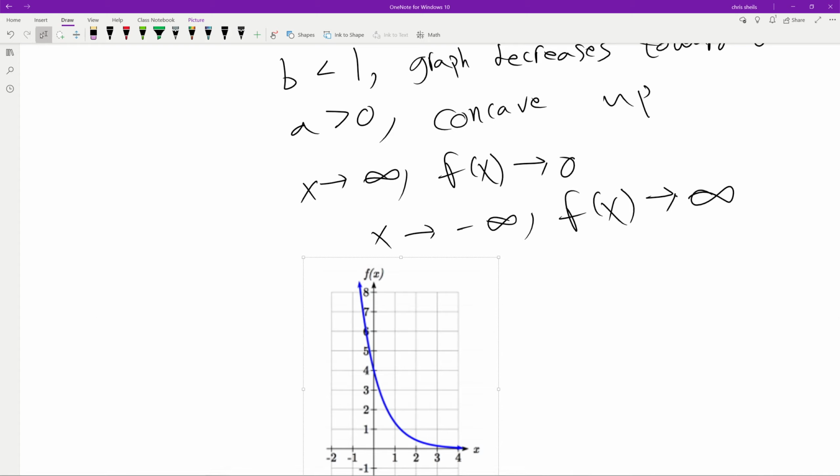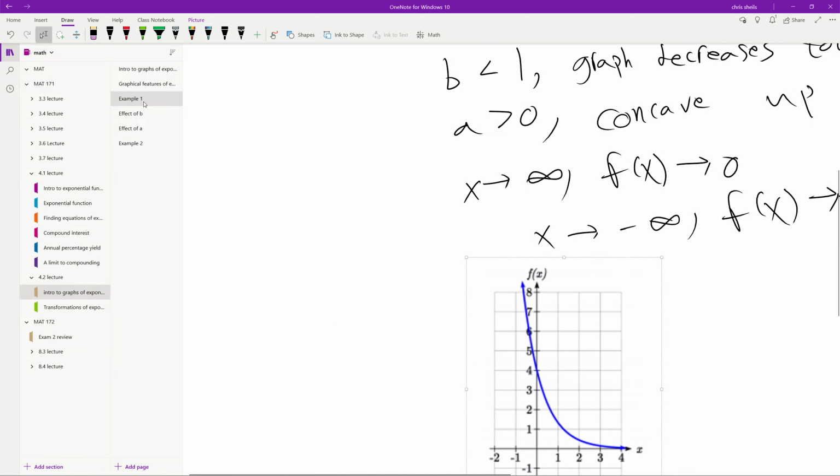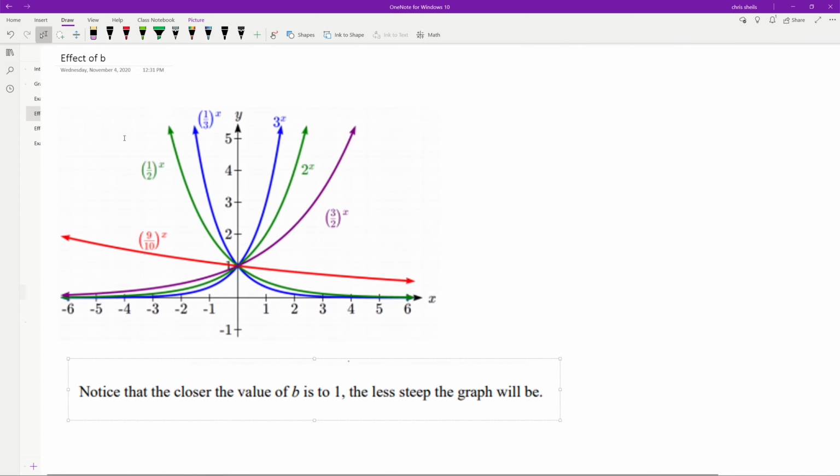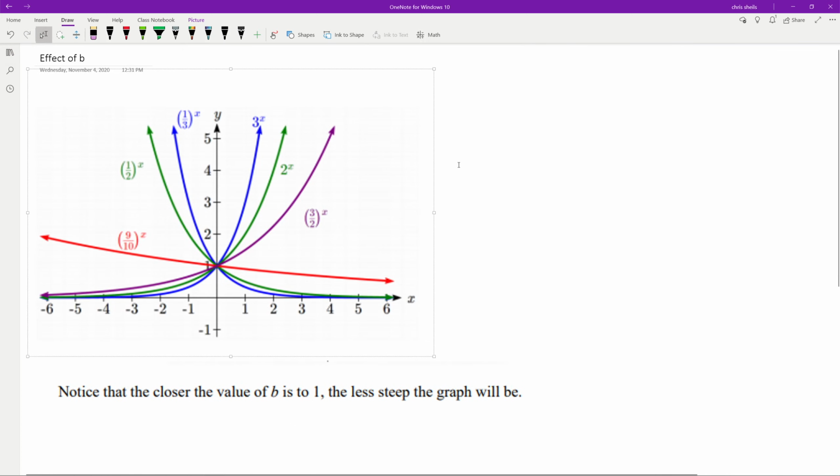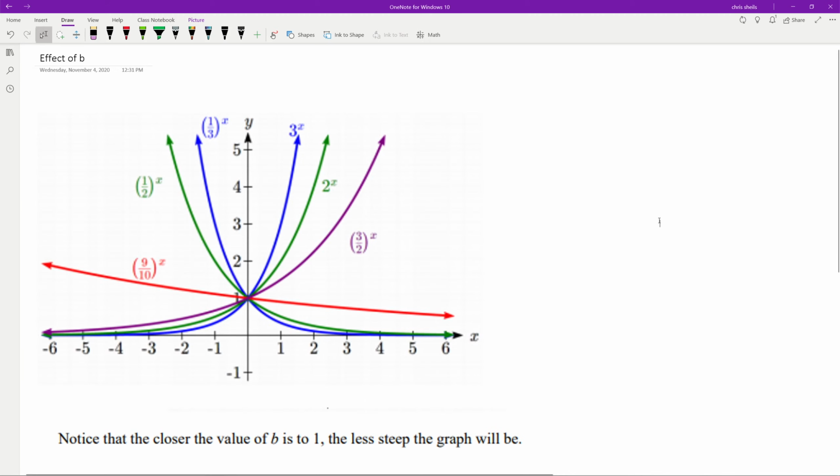Now let's look at a few examples of graphs to determine the effect that these values a and b have on the graphs of these functions. So first, let's look at the effect that this b has on the function. So we have 9/10 to the x power, 1/2 to the x power, 1/3 to the x power, 3 to the x power, 2 to the x power, and 3/2 to the x power.